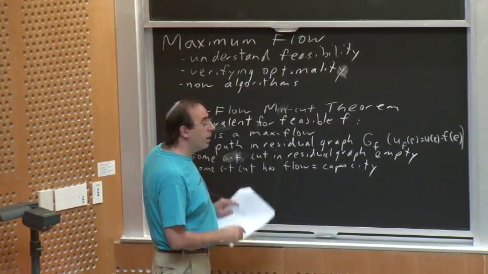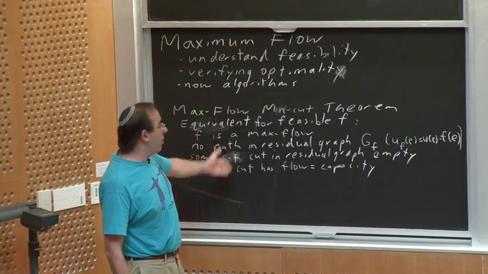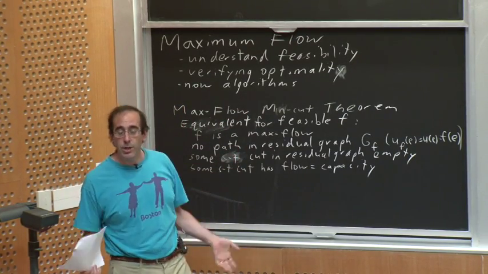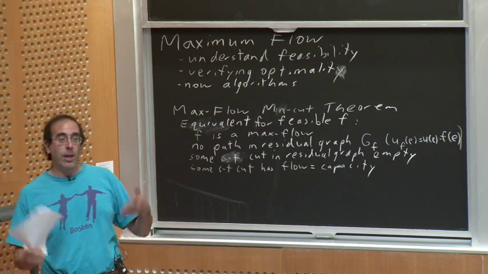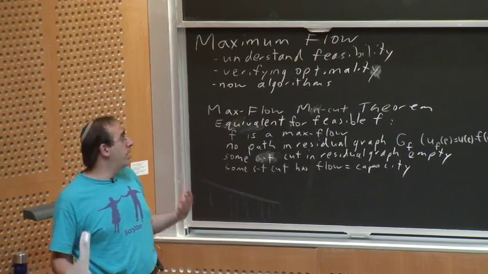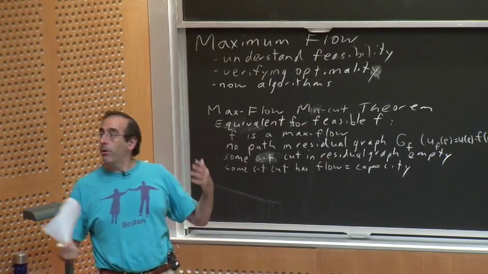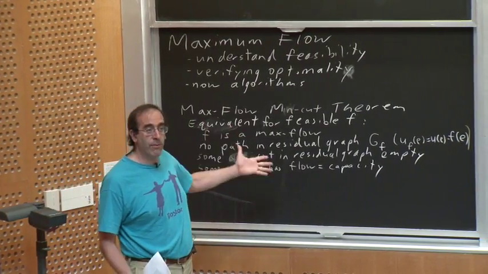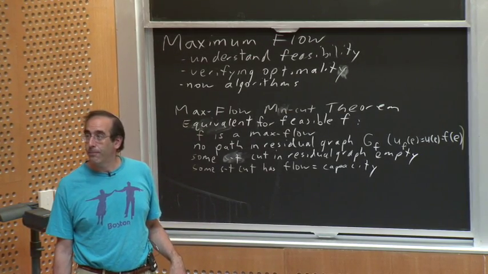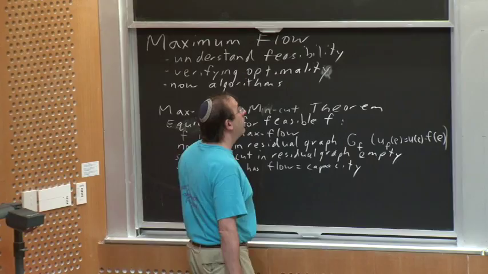And so we showed that all four of these things were equivalent last time. And so now we have a pretty good understanding of how to check whether a particular flow is maximum. And now we're going to use that to develop algorithms. But are there any questions about where we're coming from before we head into that? No? OK. So we'll keep that around.